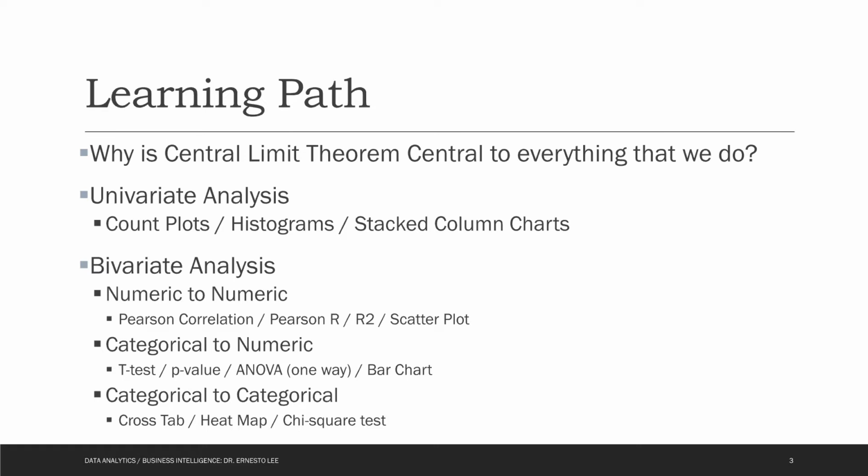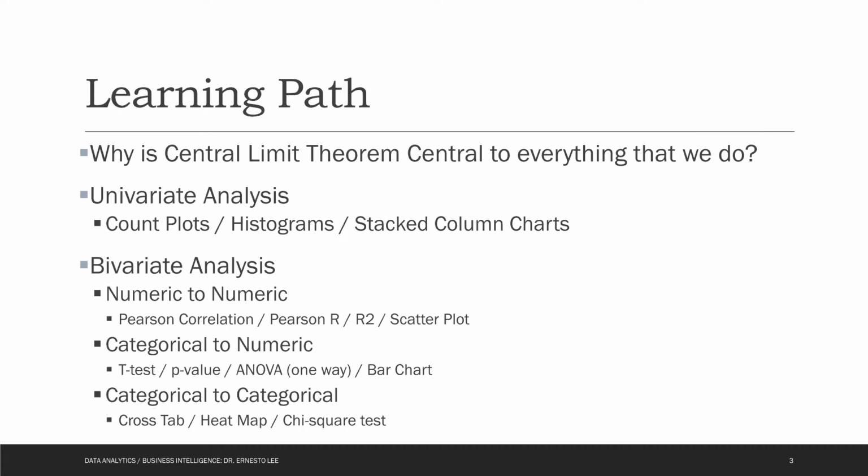From there, what we're going to do is go over univariate analysis. We'll take a look at some count plots, some histograms. We'll look at some stacked column charts. From there, we'll take a look at p-values or probability values, and we'll use that as the foundation for obtaining objective truths in any data set using a bivariate analysis.